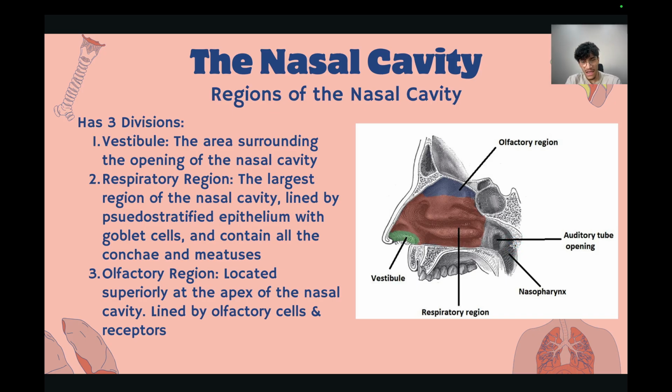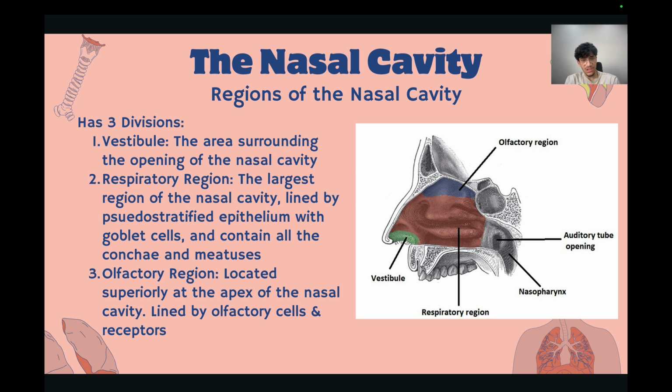Now onto the nasal cavity. So nasal cavity has three divisions. First is the vestibule, which is just the area surrounding the opening of the nasal cavity. Then you have the respiratory region. It's the largest region of the nasal cavity. It's lined with a pseudostratified columnar epithelium with goblet cells, and contains all the concha and meatus. It's responsible for the passage of airway.